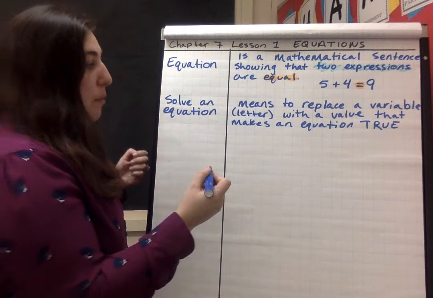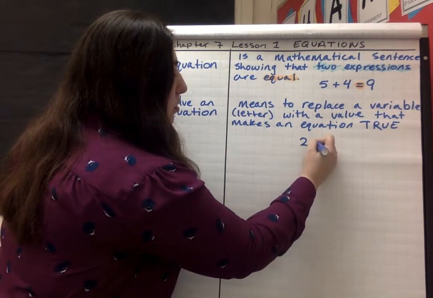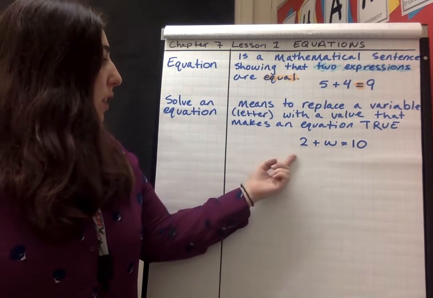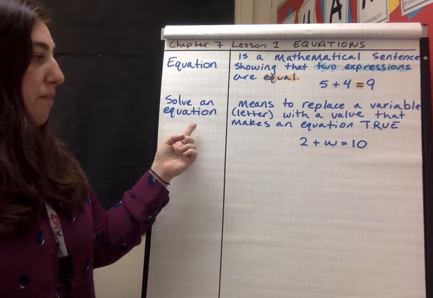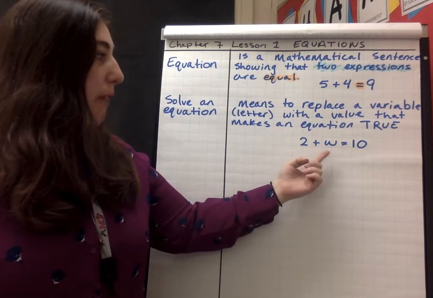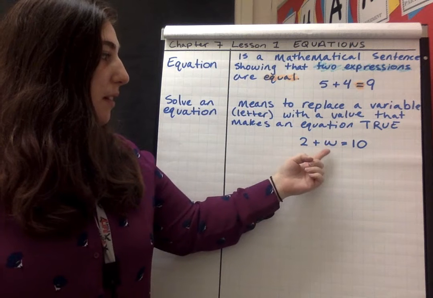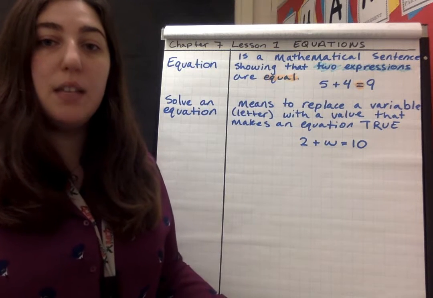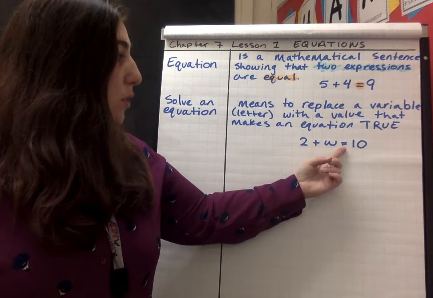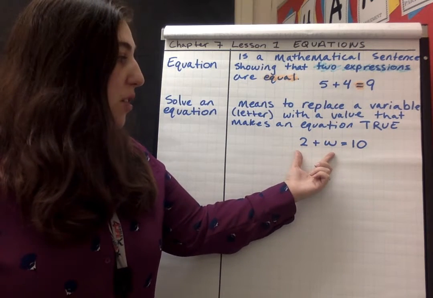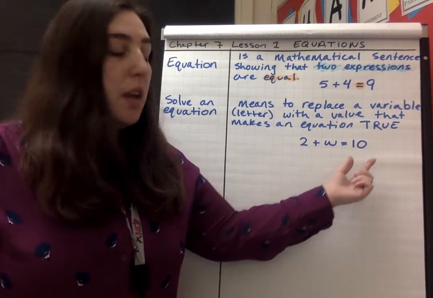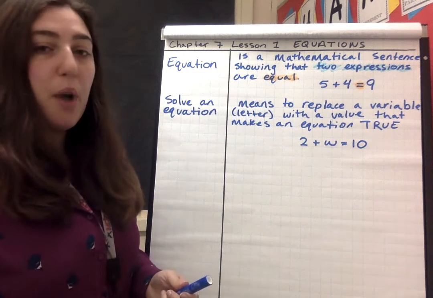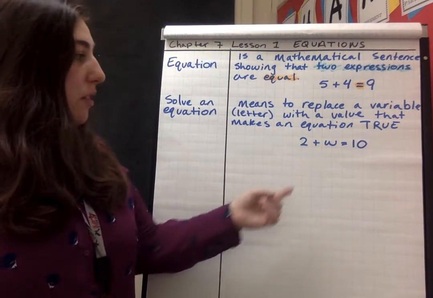So given, for example, the equation 2 plus w equals 10, if we are asked to solve the equation, we are looking for the value that replaces this variable that makes this equation true. When we say it makes the equation true, it makes it equal. That's why we have the equal sign. So this expression is equal to this expression. And to find out what value this is, we've got to work through a process. So we've got to find a solution to this.